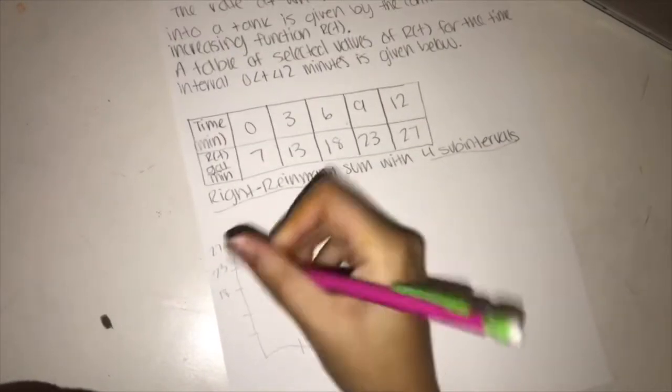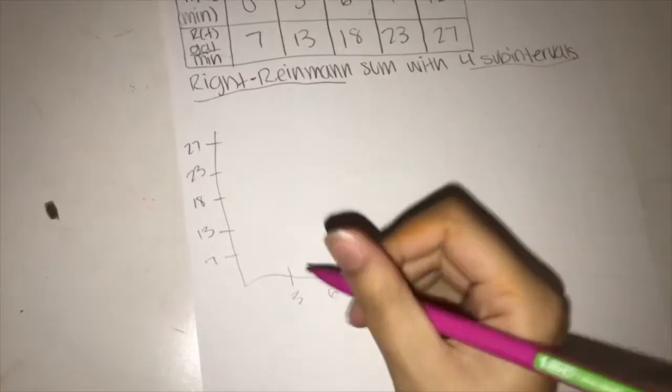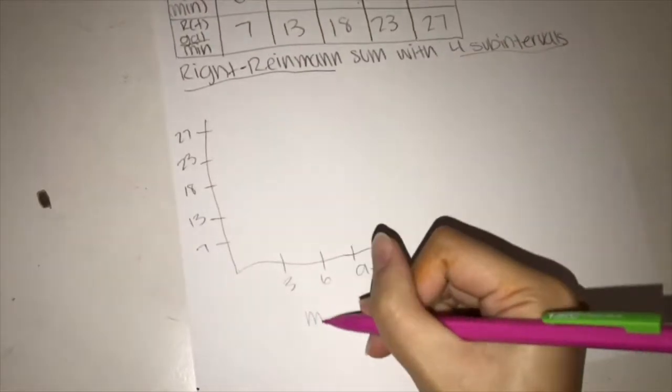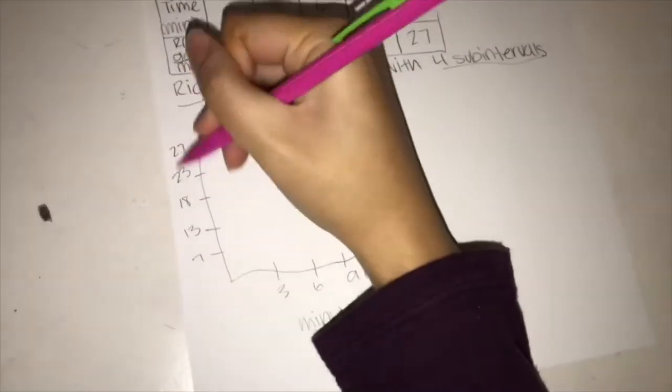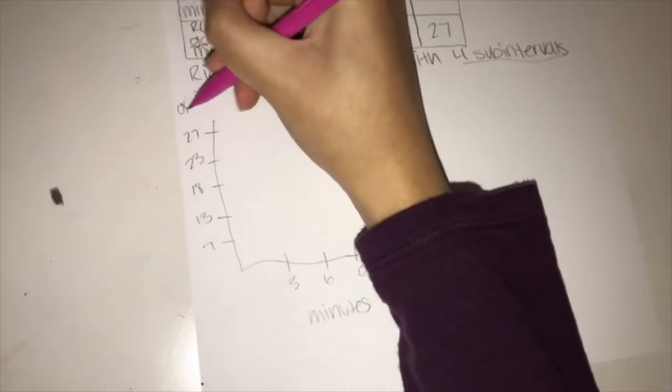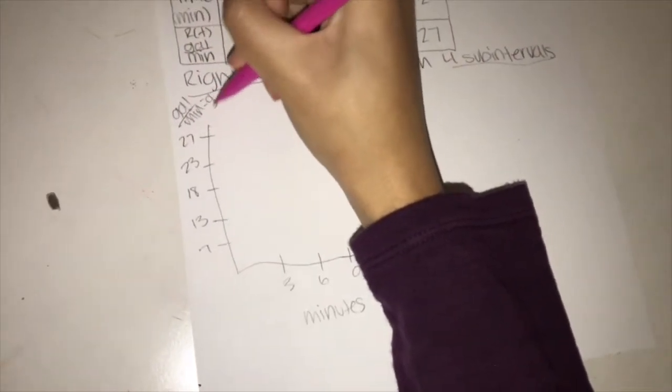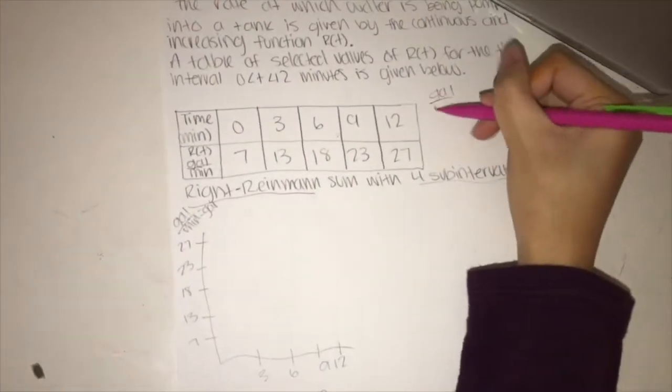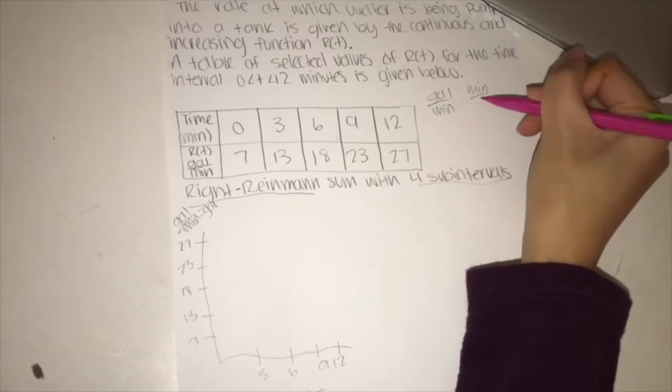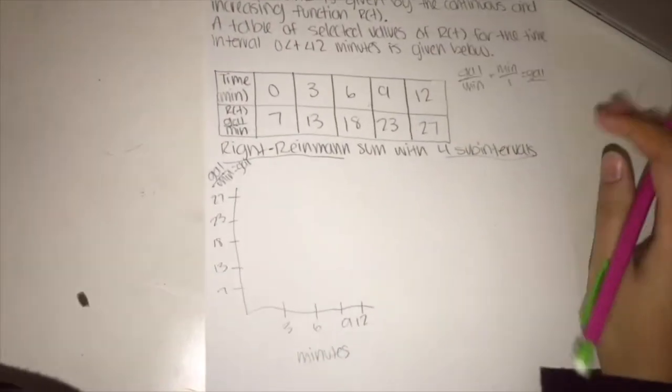Let's write that down: 3, 6, 9, 12. Just to make sure you understand, this portion is the time in minutes. And this would be the gallons per minute. I can't really fit it in there, but basically gallons per minute times minutes would equal gallons. Just to clear that out of the way.